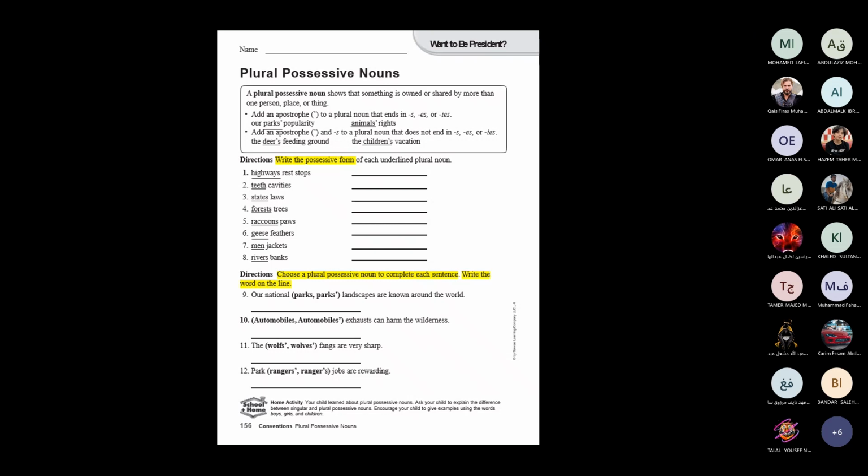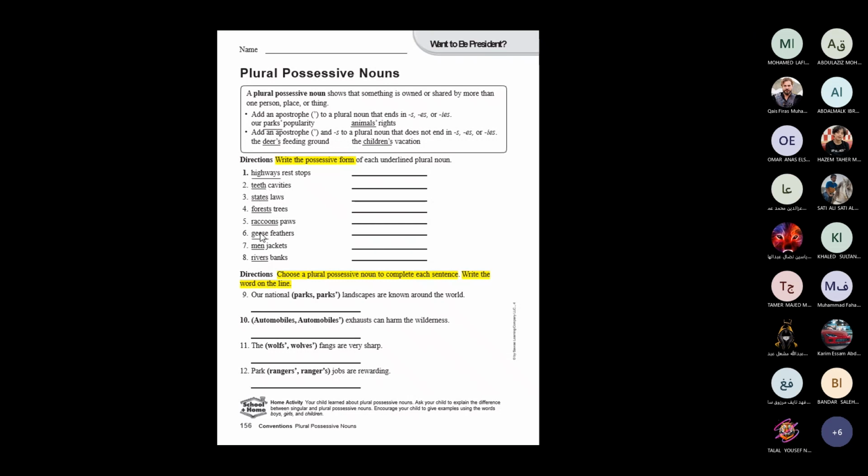Halim, number two, do you see the word teeth, the noun teeth? Do you see it? It has S at the end. Is there S at the end of the noun? Yes, Halim. The word teeth, the noun teeth here, it has S at the end. The word ends in S. So you have to add apostrophe and S. Understand?